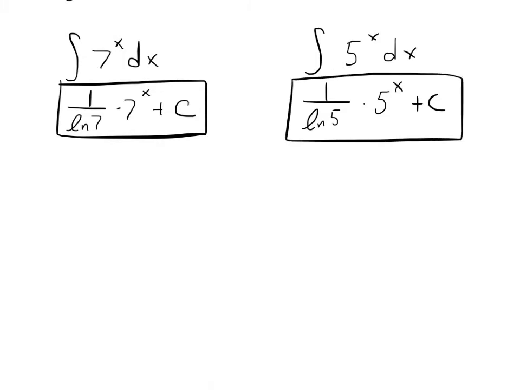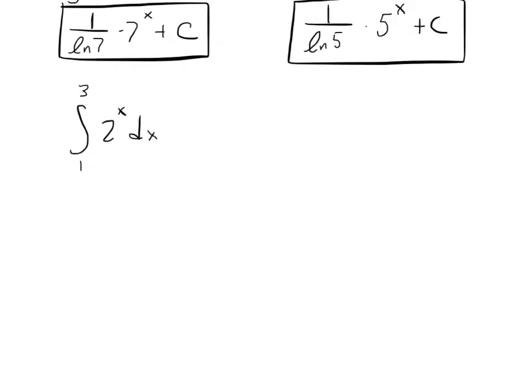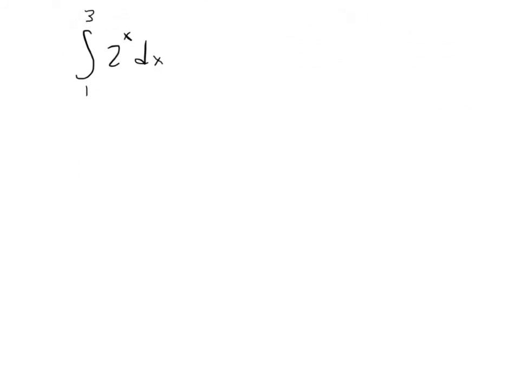I mean, these problems can also be done with bounds on them, and I know sometimes you guys get a little upset about those, so let's take a look at one of those. What if we had the integral from 1 to 3 of 2 to the x dx? And this problem doesn't have any u substitution. This isn't anything scary. This is just a basic thing.